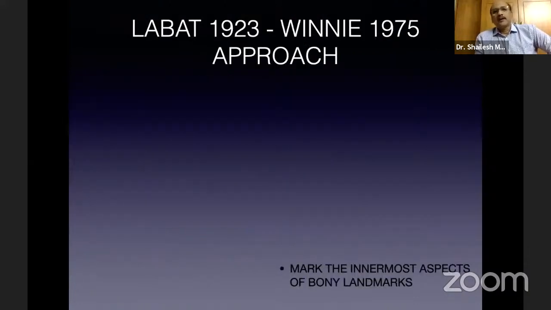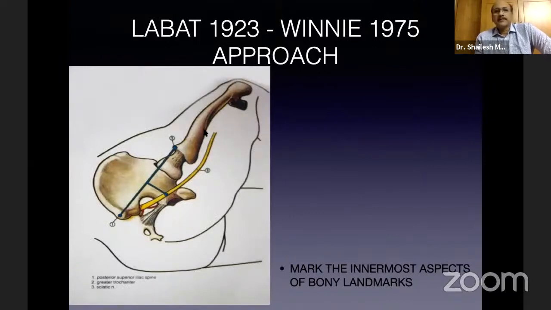Now Labat, in 1923, described Labat's approach, which is the standard original approach, where you draw a line from the greater trochanter. You have to keep a tape ready and a marker ready in all these lower limb nerve blocks. Sterile markers and tapes are most important. From the greater trochanter, draw a line up to the posterior superior iliac spine. Then from the midpoint, draw a perpendicular, and at 5 centimeters, infiltrate the skin and go perpendicular and check for the end motor response.